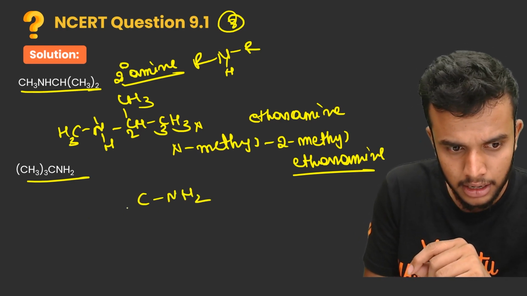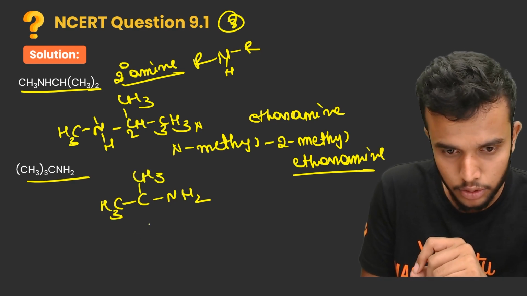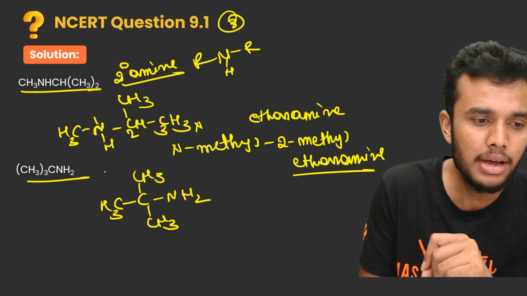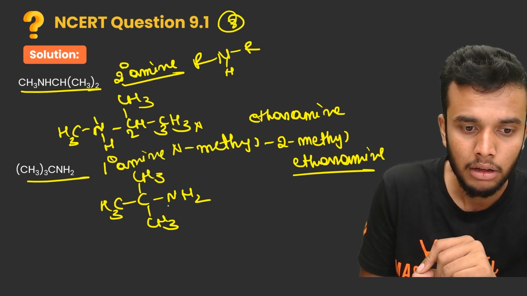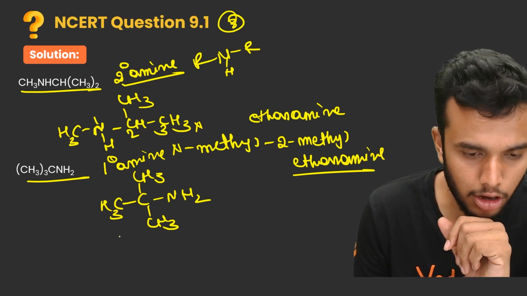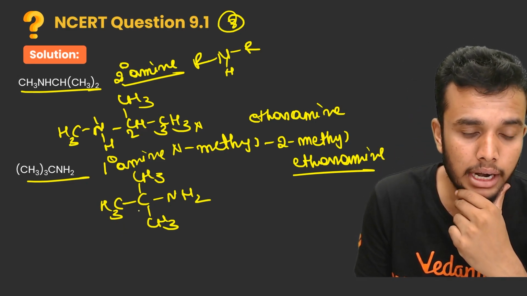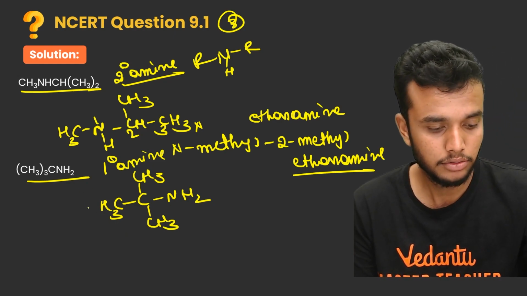The next compound: CNH2, and here the carbon is attached to 3 different CH3 groups. This is a primary compound, right students? It is also a primary amine. Why? Because the nitrogen group is attached to only one R group. Here totally how many carbon atoms are there? Totally 4 are there, right?